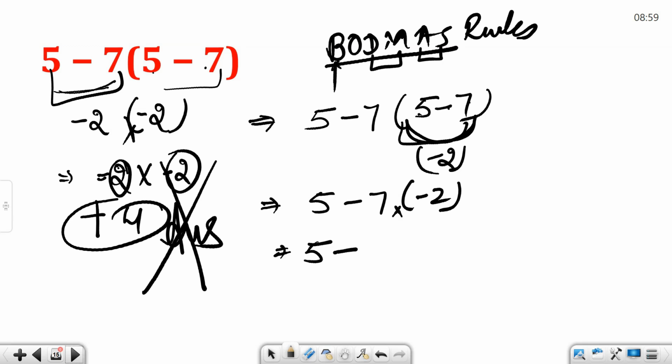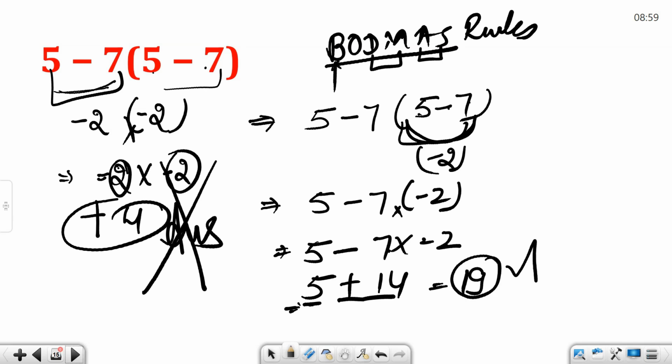Now, 5 minus 7 times minus 2. Minus times minus becomes plus. So 5 minus minus becomes plus 7 times 2. That becomes 14. So, if we look here, 5 plus 14 equals 19. Actually, this is definitely the correct answer.